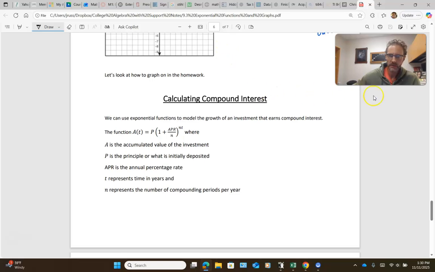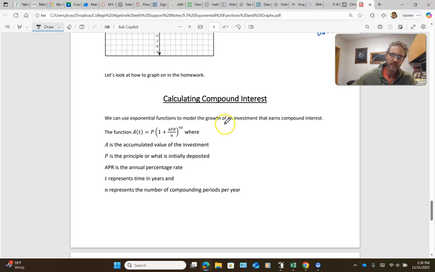So let's imagine that we've got $1,000 and we want to invest it. And we're going to invest it in a savings account or a CD or a money market account, and it pays interest. So we're going to make some money with our money. And let's say it pays 10% interest. This is a bit idealistic.